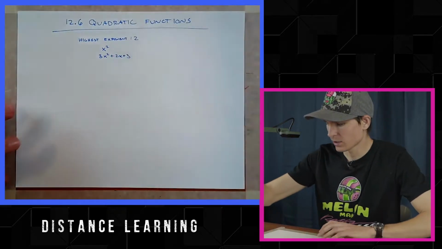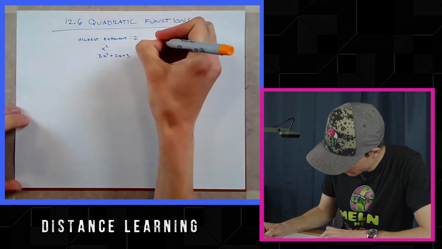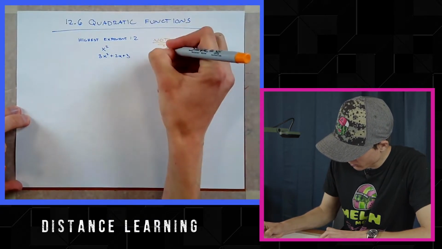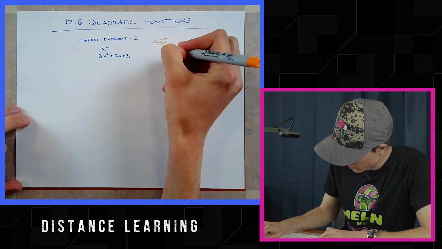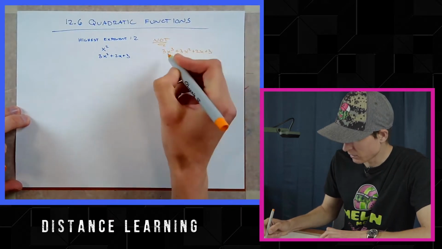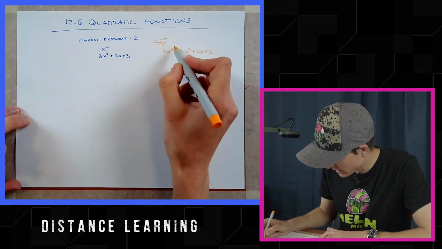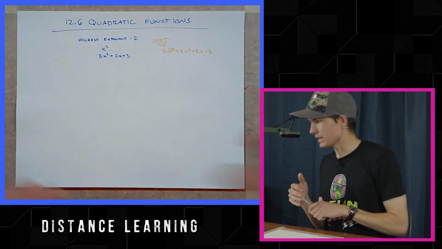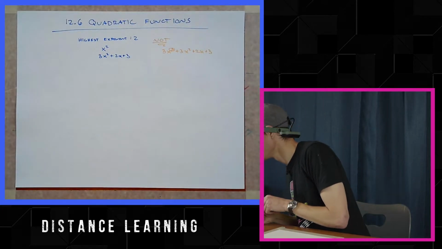What is not quadratic? Not quadratic would be 3x cubed plus 3x squared plus 2x plus 3, right? This has an exponent of 3, which is bigger than 2, so it's not quadratic.